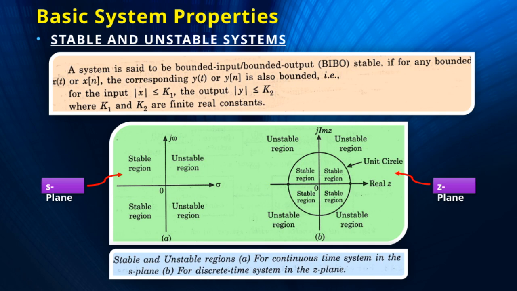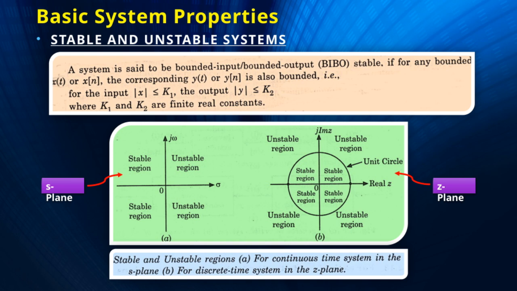When we talk about stable and unstable systems, we're referring to whether the system's output will settle over time or diverge. In the context of these planes, stability is often visualized by the location of poles. If the poles are inside certain boundaries, like inside the unit circle in the Z-plane or the left half of the S-plane, the system tends to be stable.